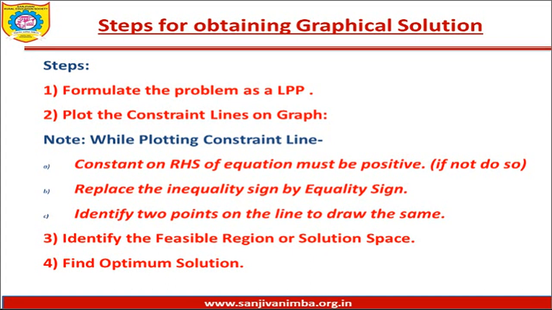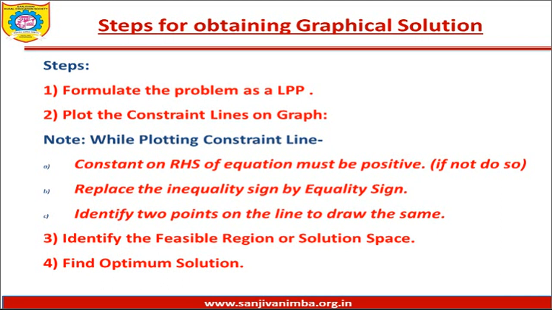Number 2, replace the inequality sign by equality sign. Friends, as we all know, there are three kinds of possibilities in the constraint equations. Either you would have an equal to, or greater than, or less than, or a combination of this, that is greater than or equal to, or less than or equal to. So if in an equation there is an inequality sign, you have to compulsorily replace that by an equal to sign. How to do it? Take the same equation: 2x plus 3y is greater than 4. For plotting a graphical solution, we have to change this equation to 2x plus 3y is equal to 4. So you have to replace the inequality sign by equality sign.